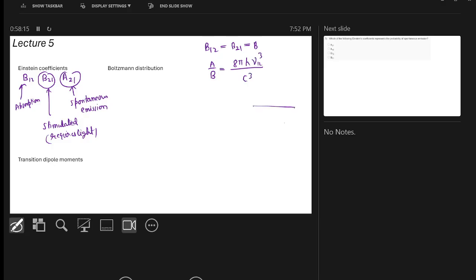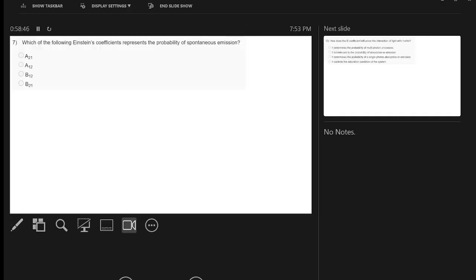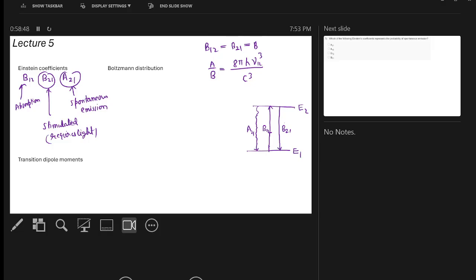Let's say you have 2 states here. This is E1, this is E2, and we can draw like this. This is your transition, absorption. This is your stimulated emission, and this is your spontaneous emission. So we can write A21, B21, B12. Okay.